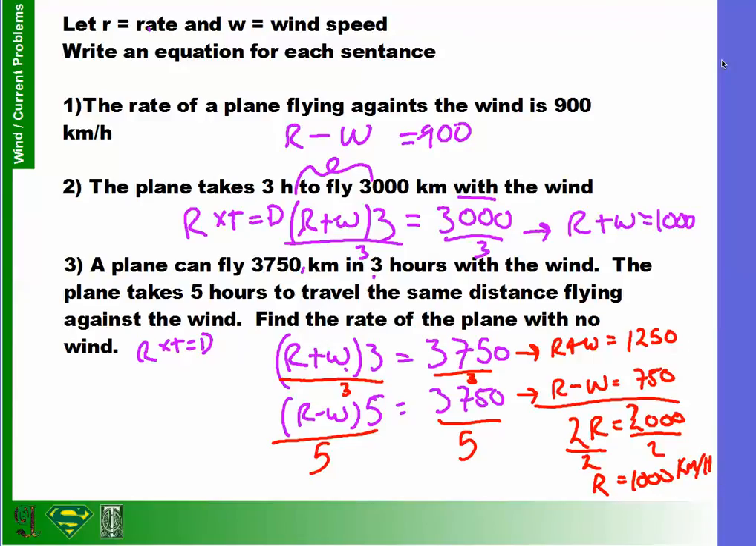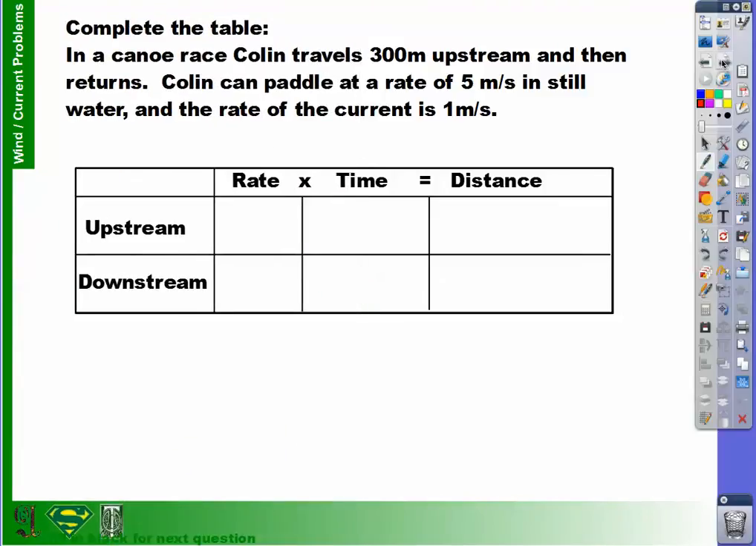Finally, these types of problems dictate tables a lot of the times. So here we have a canoe race where Colin travels 300 meters upstream and then returns. So he goes upstream, that's going into the current, so this is against the current. And then he goes downstream, and that's with the current. Colin can paddle at a rate of 5 meters per second in still water. The rate of the current is 1 meter per second.